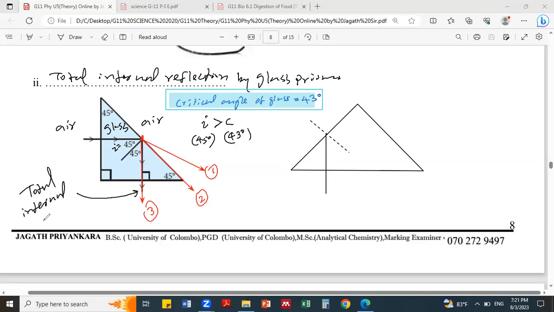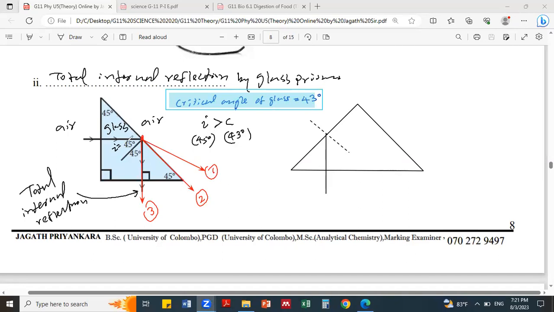Total internal reflection. That means light is reflected back to the same medium. Light is reflected back to the same medium. Now, what would be the answer out of this 1, 2, and 3? Please reply on chat, students.